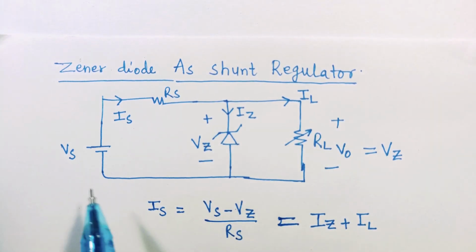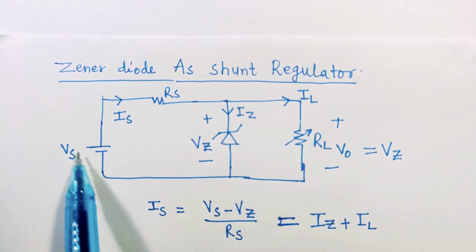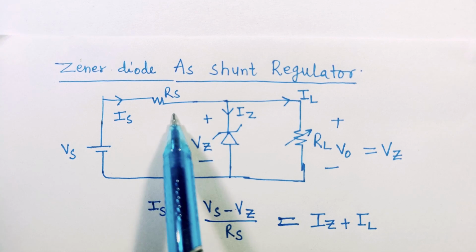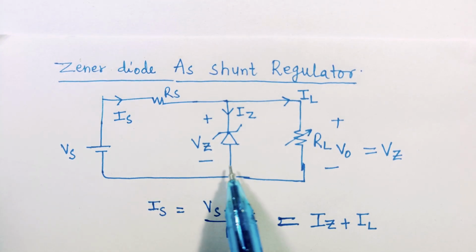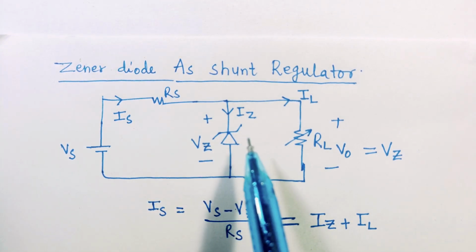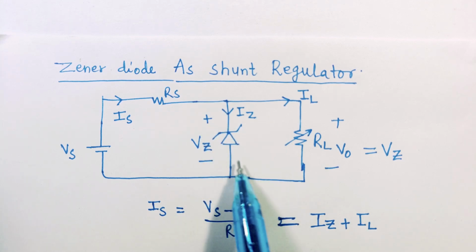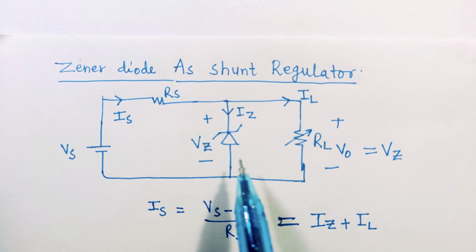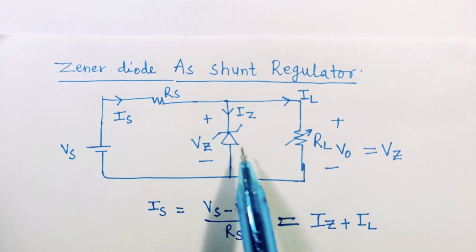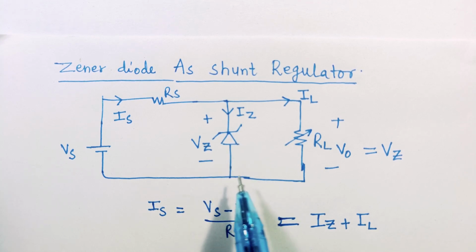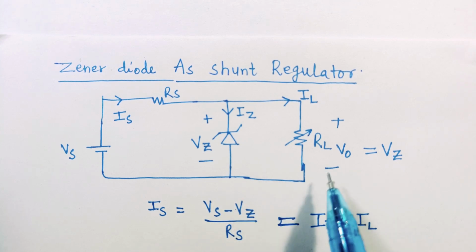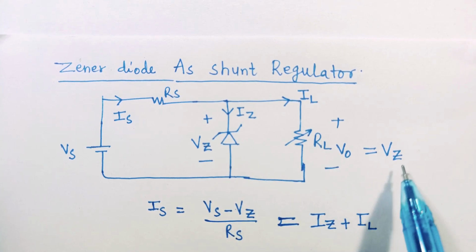In this circuit we can see that here Vs voltage source is connected and Is current is flowing through this Rs resistance. Breakdown voltage of this Zener diode is Vz and Iz is current flowing through this Zener diode. Iz minimum will be the knee current of this Zener diode and Iz max will be the maximum current that can flow through this Zener diode for the required voltage regulation, that is output voltage equal to Vz.